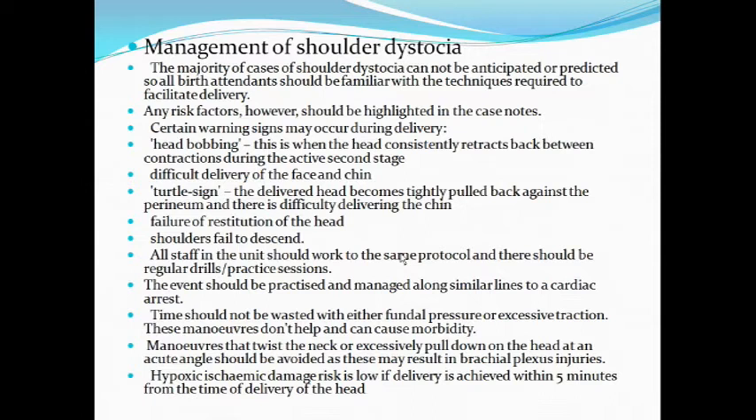First, head bobbing. That is when the head constantly retracts back between contractions during the active second stage. Difficult delivery of the face and chin. Turtle sign, that is the delivered head becomes tightly pulled back against the perineum and there is difficulty in delivering the chin. Failure of restitution of the head, and the shoulders fail to descend.